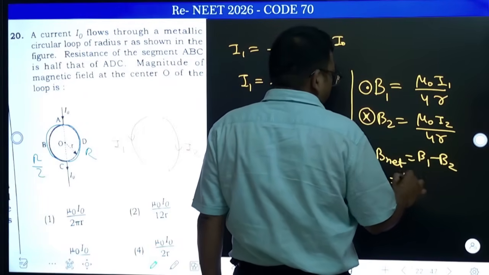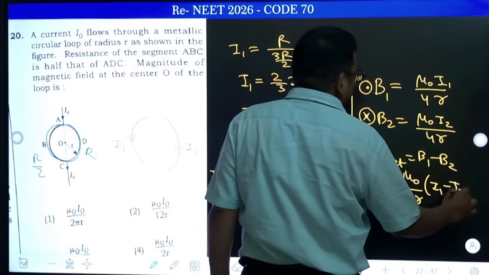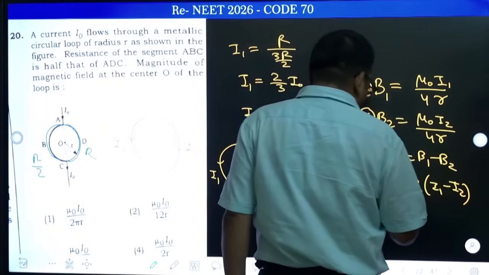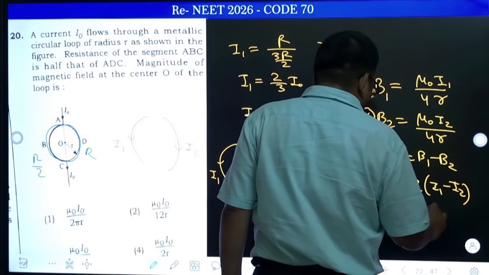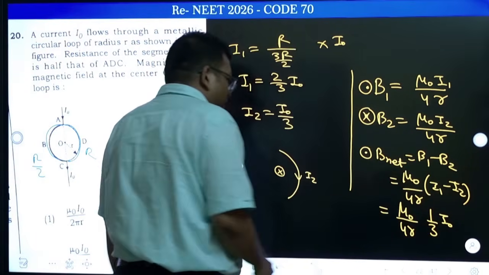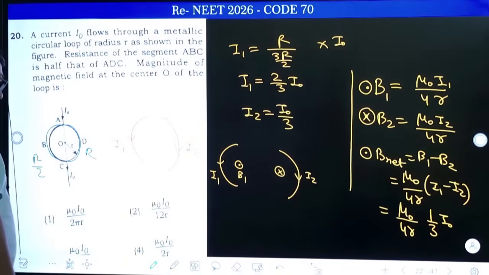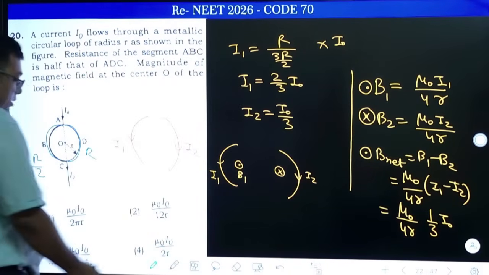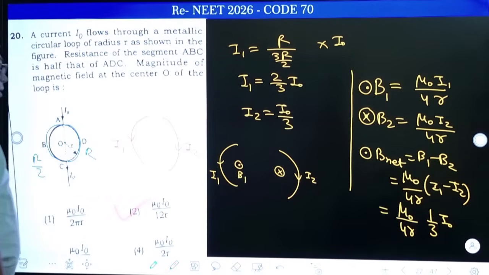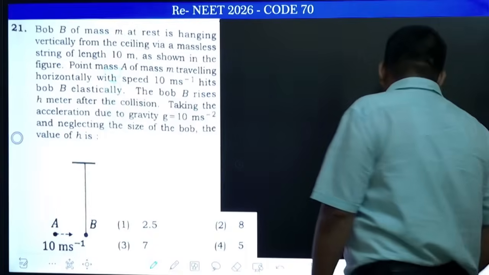So calculate. Mu naught by 4r taken common, times I1 minus I2. Subtract: 2 by 3 minus 1 by 3 gives 1 by 3. So mu naught by 4r into 1 by 3 I naught. This will be the answer: mu naught I naught by 12r. The pi factor will not come, pi does not come here, right? So this is the answer, correct? Mu naught I naught by 12r. Fine. Next, let us move on.